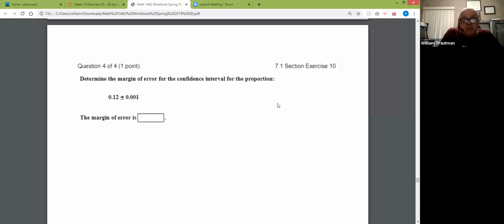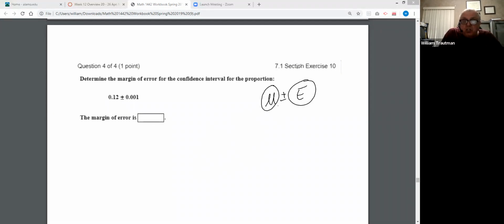Determine the margin of error. Well, remember the formula I just wrote down. Plus or minus, here's the mean, and this is the margin of error. So can somebody tell me the margin of error? It's right there. It's all laid out for us already. This is the mean plus or minus the margin of error. So that's the answer. They just wanted to verify that you understand.